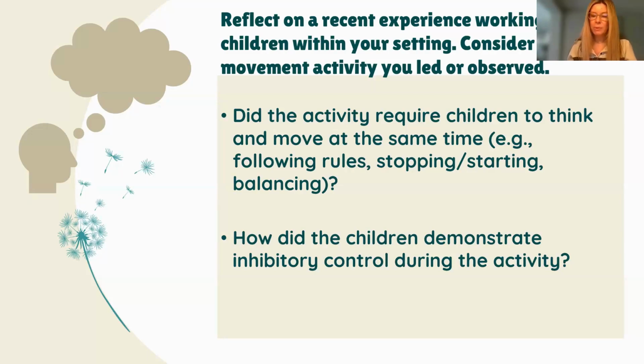And recently I led a movement activity with a group of preschoolers where we also played red light, green light. The children were asked to move forward when I said green light and stop immediately when I said red light. The activity required them to think and move at the same time, as they had to listen carefully, remember the rules and control their impulses to stop on time. During the activity, I observed that most children demonstrated that inhibitory control by pausing their movement promptly when the signals changed. But some children initially found it really challenging, which was quite interesting, and needed gentle reminders. But with repeated practice, they increasingly anticipated the cues and controlled their impulses more effectively.